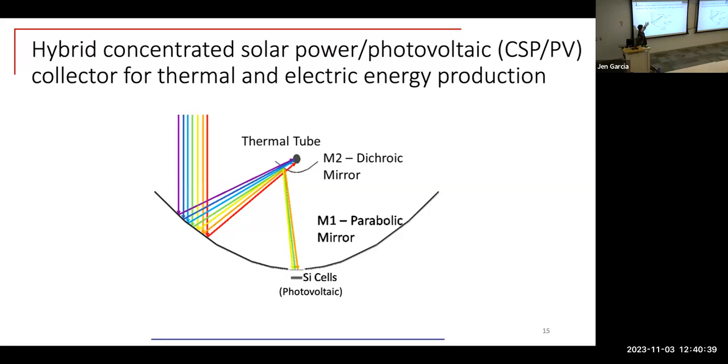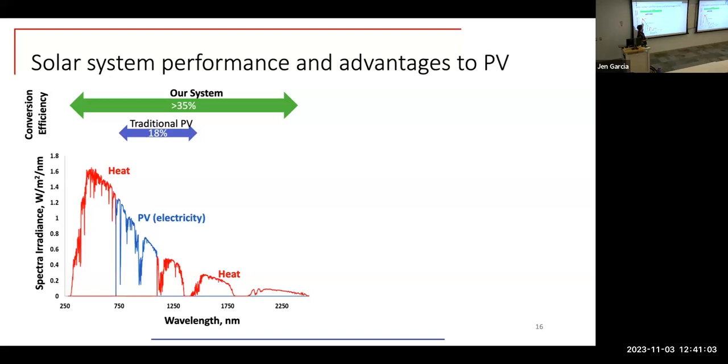This is just again showing we have the photons hitting our trough system. They're being redirected to the thermal tube. We have this dichroic mirror. It splits the solar spectra into the portion of the usable wavelength to excite the silicon cells for PV, for electricity generation, and then the rest of it is used for thermal. So it's a really energy efficient system. And compared to traditional PV, we get like 35% efficiency compared to like 18%.